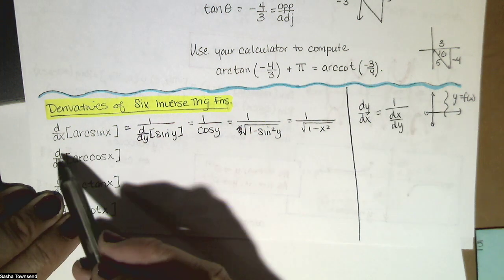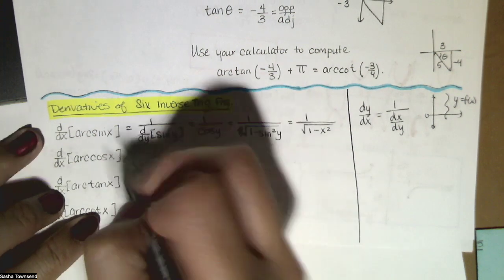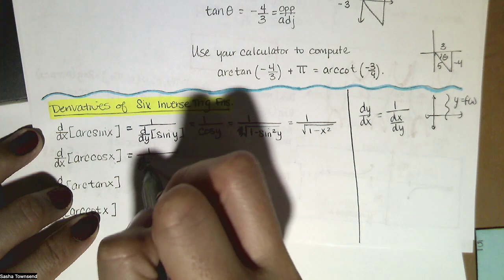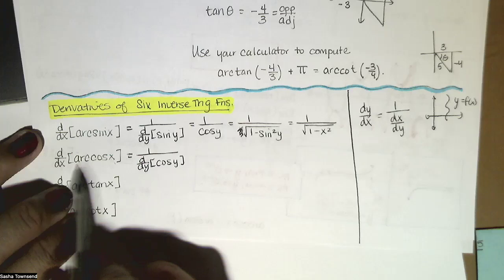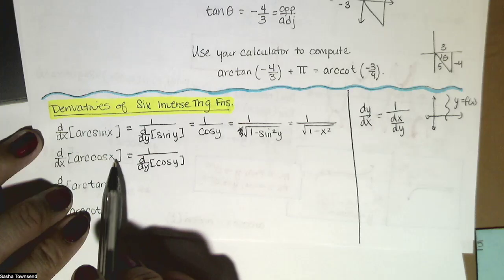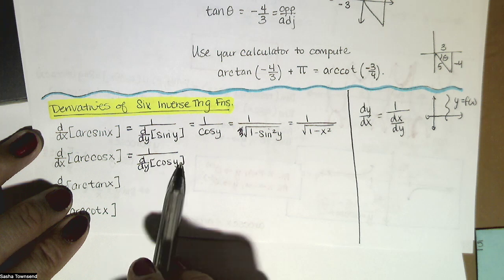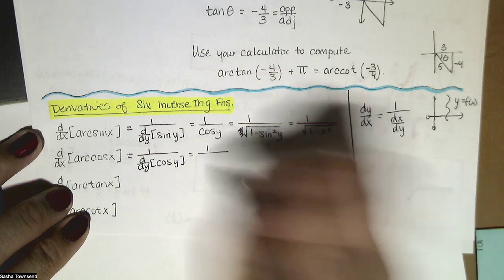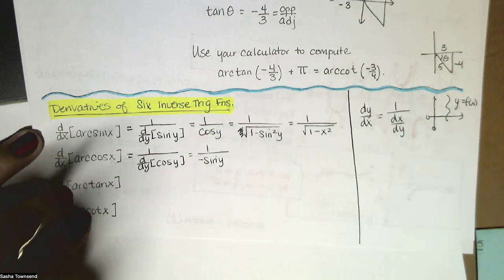Now, similarly, if I want the derivative of arc cosine of x with respect to x, I just take 1 and divide by the derivative of cosine of y with respect to y. Here, arc cosine of x equals y if x equals cosine of y. So this is actually x. We're taking its derivative with respect to y. The derivative of cosine is negative sine. And I'll put that negative 1 in the numerator.